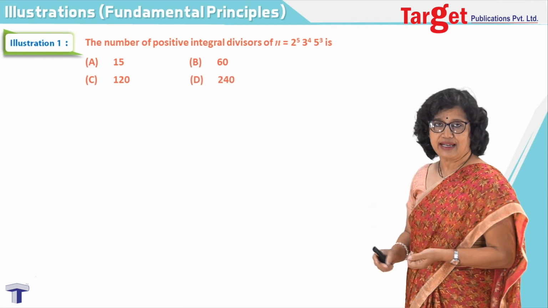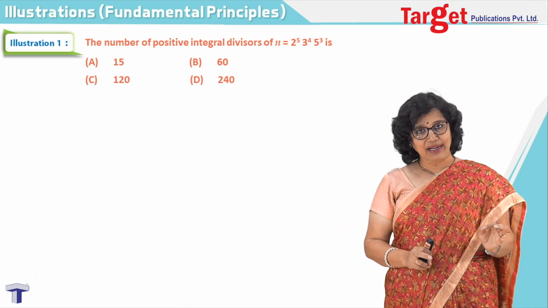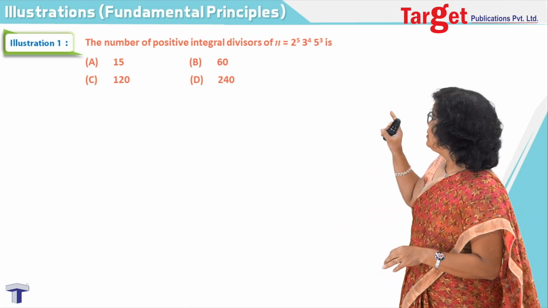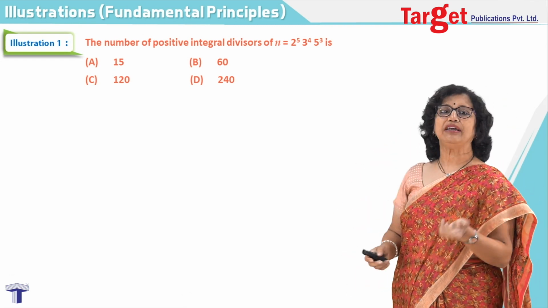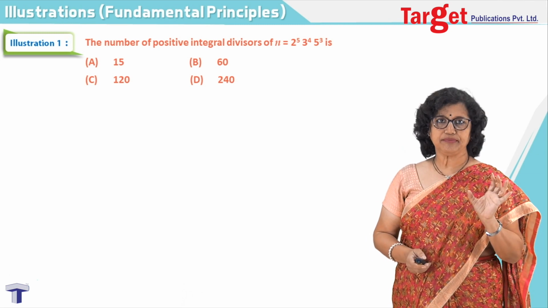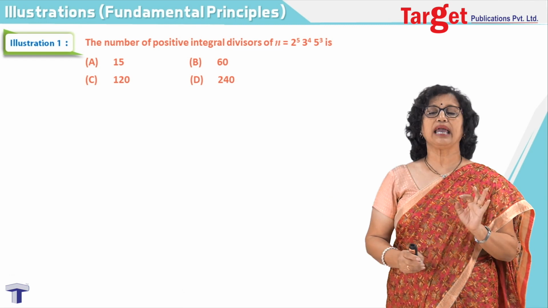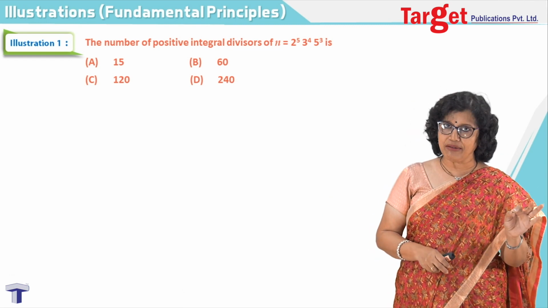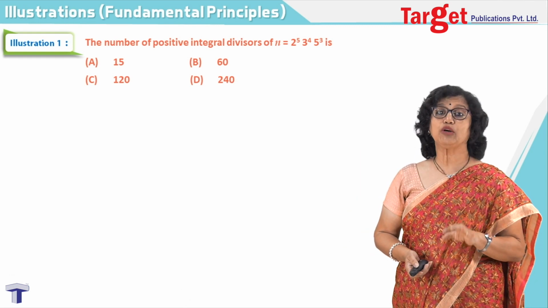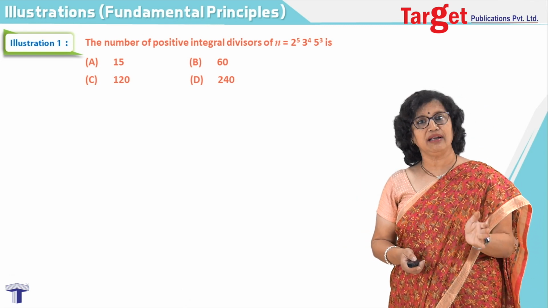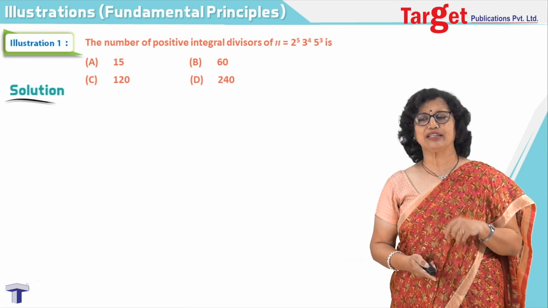For example, here I write my first illustration as the number of positive integral divisors of 2 raised to 5, 3 raised to 4 and 5 raised to 3. This is the number. Now, instead of giving you number, I have already given it in the factorial form. I have number as 2 raised to 5, 3 raised to 4, 5 cube. That is the number. And question is regarding find the positive integral divisors of this number. And 4 options are given. Obviously, we have to pick up the correct one.